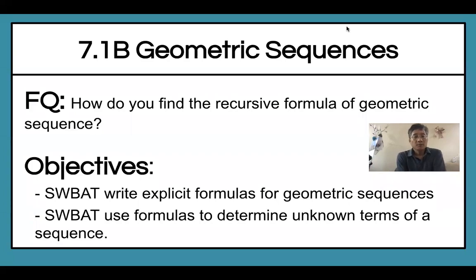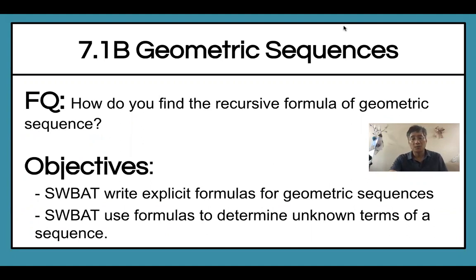Hi everyone. Today we are going to talk about 7.1b geometric sequences. So you are going to write down the explicit formula for a geometric sequence and use that formula to determine unknown terms. And also we are going to find the recursive formula for a geometric sequence.